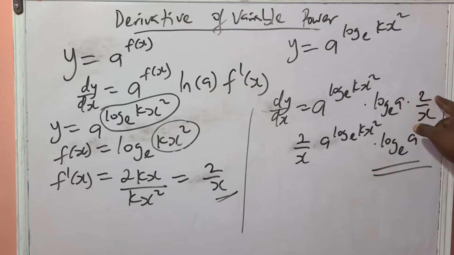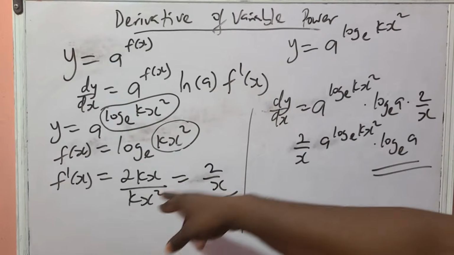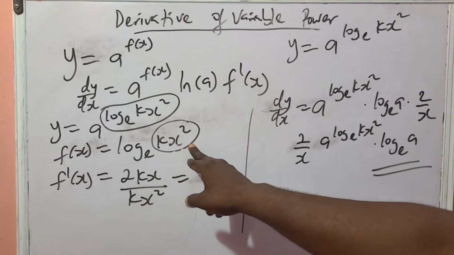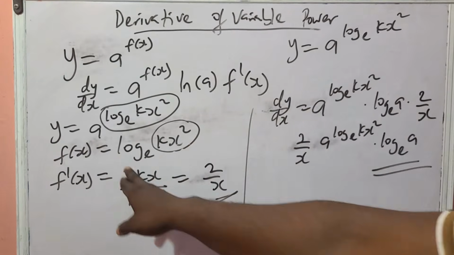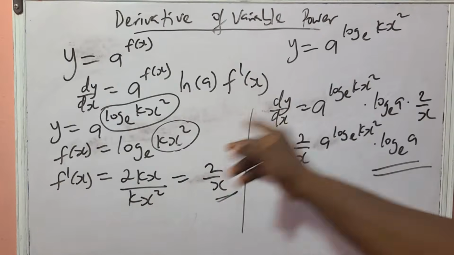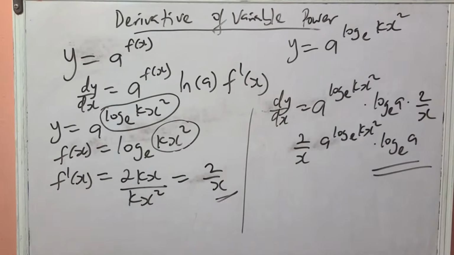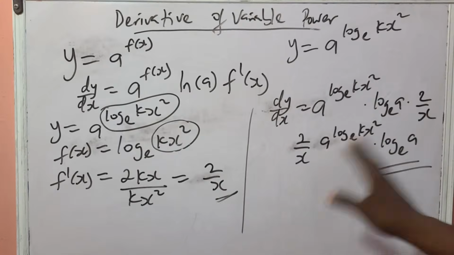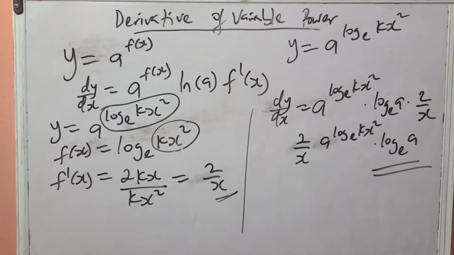Then multiply by the derivative of the power. So we went on to do the derivative of the power here. This was the power, obviously. The power is log e kx squared. So we found the derivative of the power to be this, which is a logarithm function, which I explained some minutes back. So that's just the way you do it. And you see that it comes out very neat.